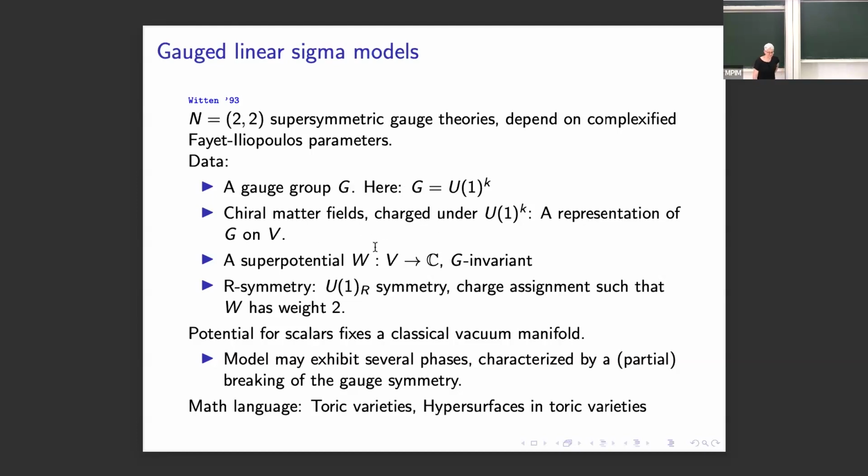There's a superpotential, a function that is G invariant. There may be some R symmetry preserved, for example U(1) or also subgroups, and the charge assignment is such that W has weight 2. Then there's a potential for scalar fields, and they fix a classical vacuum manifold. And there's a condition that this potential vanishes, and regions where the potential vanishes may look different in nature. So for example, there can be geometric phases or Landau-Ginzburg phases. So the things I showed on the previous slide arise as different phases in this setting.